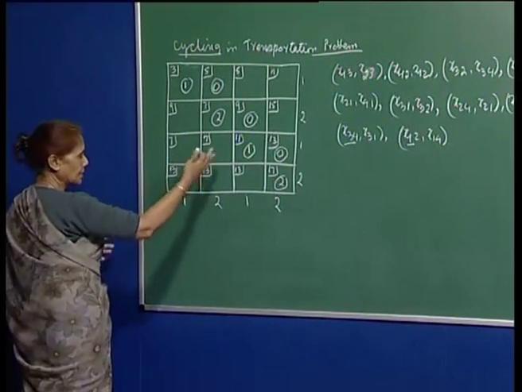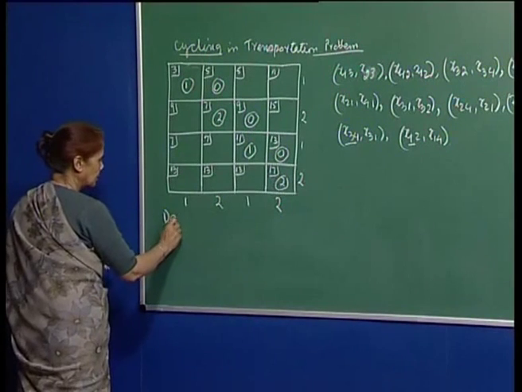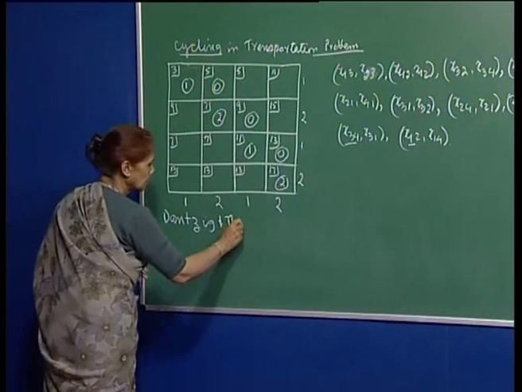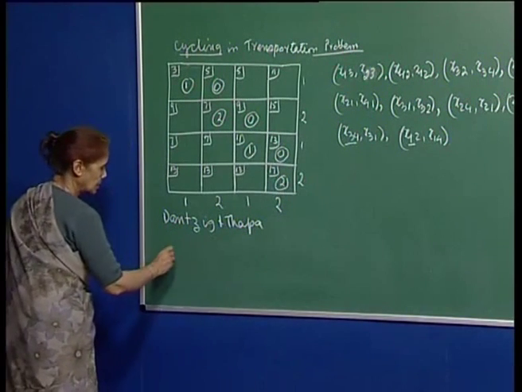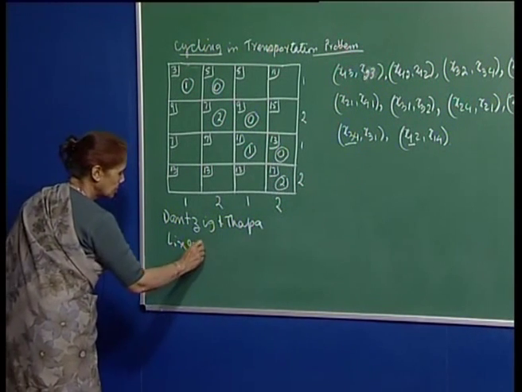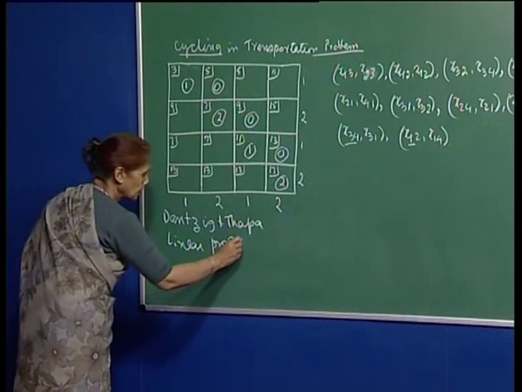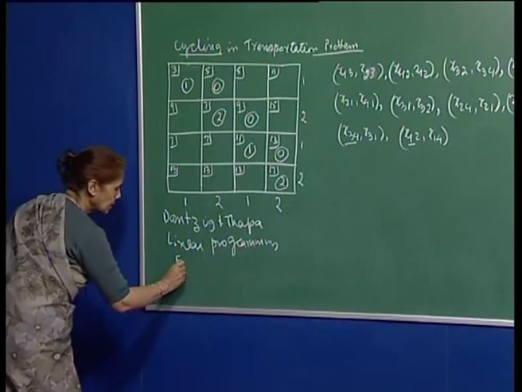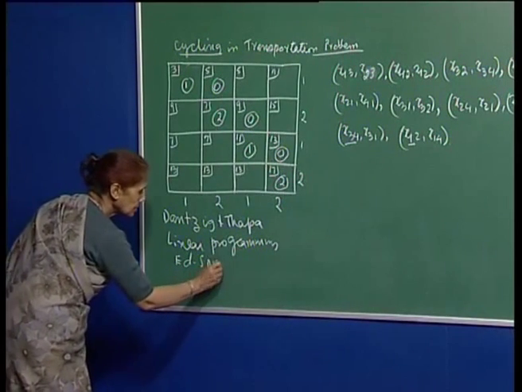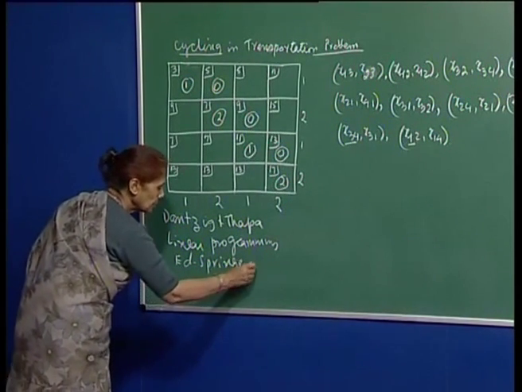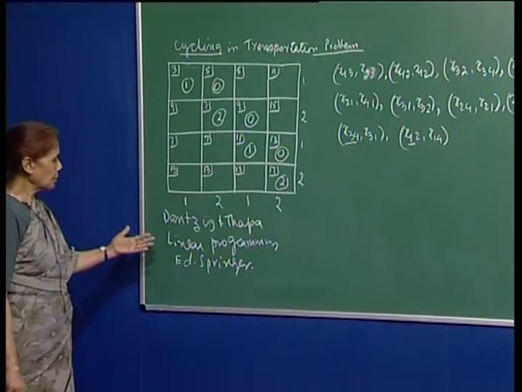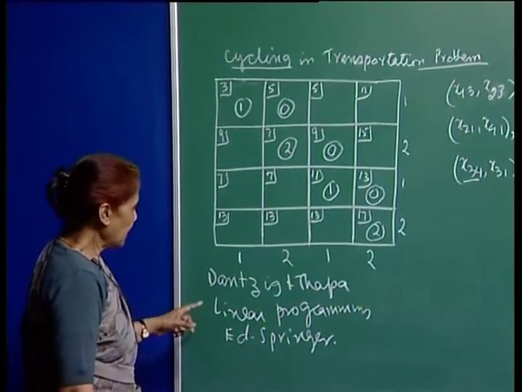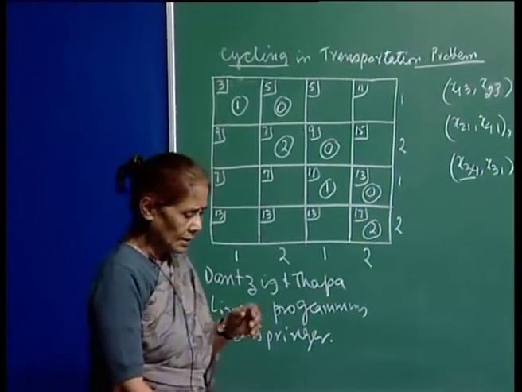But essentially the problem comes from Dantzig and Thapa, Linear Programming, and I think the publisher is Springer. I'll give you more details later on, but it's a recent book, maybe 3-4 years old. So in this book, they have an example. I have modified it a little bit, but it doesn't matter.